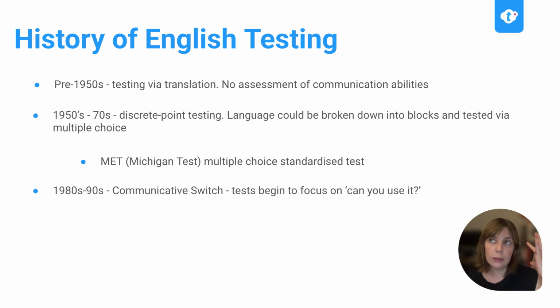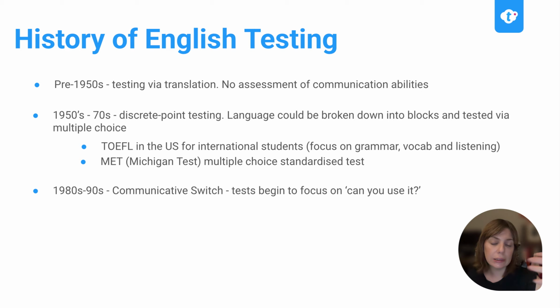At that point, people theorized that language could be broken down into blocks and tested via multiple choice exams. So you could ask questions about grammar in a multiple choice format. You could ask questions about vocabulary in a multiple choice format. So that became the standard for testing. That gave rise to the TOEFL in the US for international students, with a big focus on grammar, vocabulary, and listening. And also the Michigan test, which was a multiple choice standardized test.